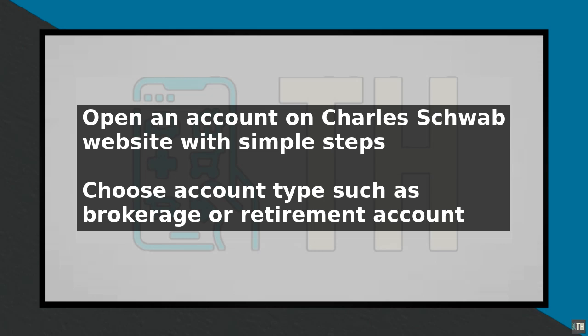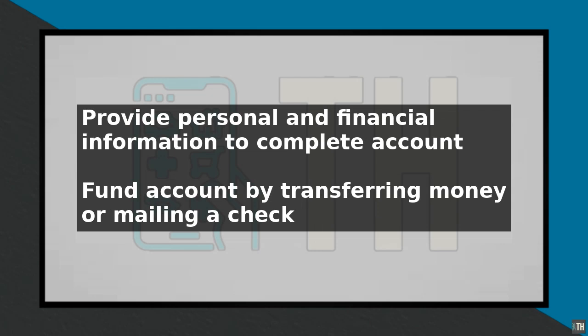Once you have selected the type of account, you will need to provide some personal and financial information, including your name, address, social security number, and employment status. You will also need to fund your account, which can be done by transferring money from a bank account or by mailing a check. After your account is open and funded, you can start investing in a variety of assets, including stocks, bonds, mutual funds, and exchange-traded funds.